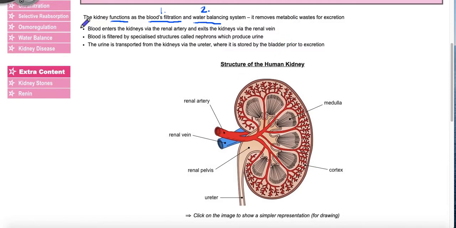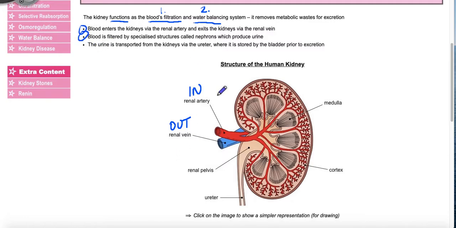So here we see that first thing we're going to talk about in looking at the structure is that blood enters the kidney via the renal artery and exits the kidney via the renal vein. Now, think about it. If the function of the kidney is to filter the blood and remove all those unwanted wastes, and to also use some of the water in this process, then that means that the type of blood that is coming in is going to be very different from the blood that comes out after it gets filtered.